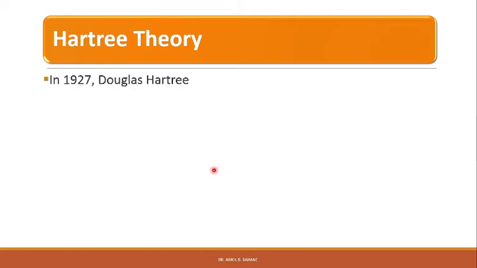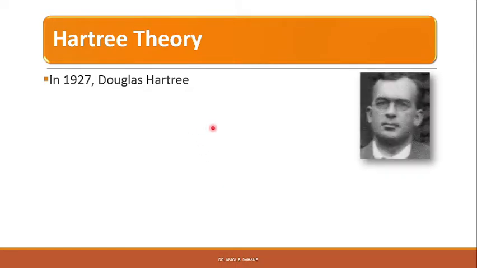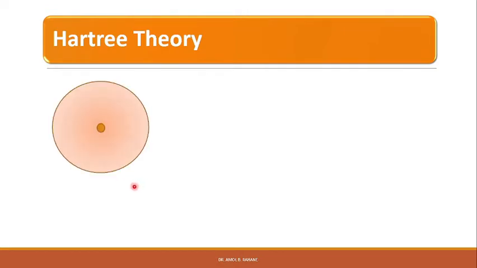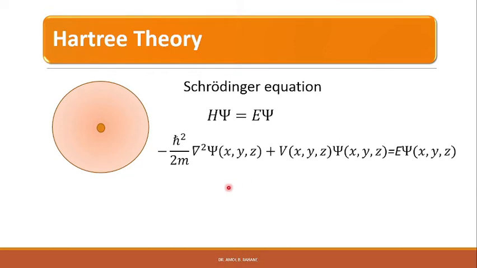In 1927, a year after the publication of the Schrödinger equation, Hartree formulated what are now called the Hartree equations for atoms. So Douglas Hartree formulated the Hartree theory. He derived the Hartree equations for the distribution of electrons in an atom and proposed the self-consistent field method for their solutions. Hartree assumed that the nucleus together with the electrons formed a spherically symmetric field. The charge distribution of each electron was the solution of the Schrödinger equation for an electron in a potential V of r derived from the field.